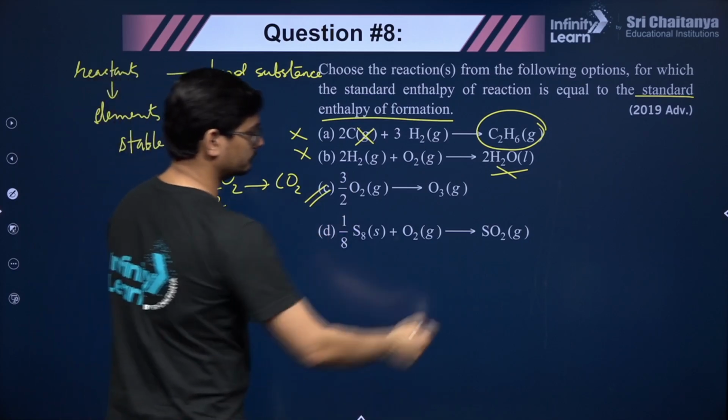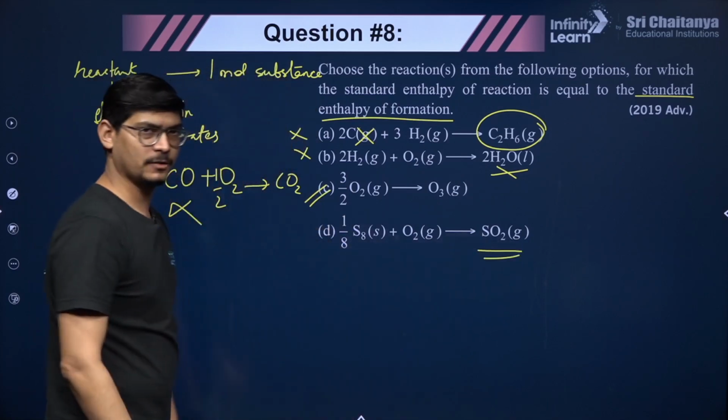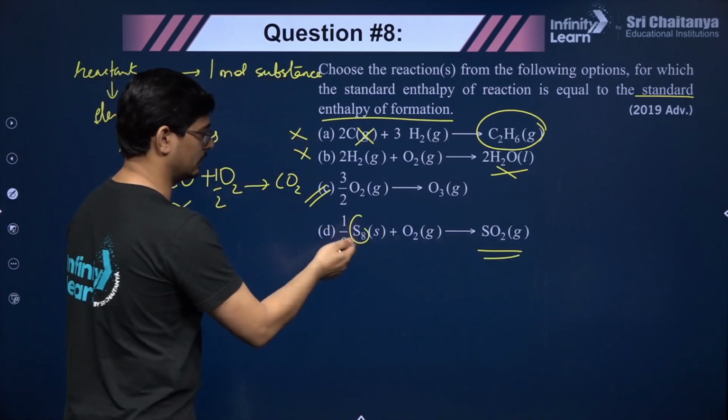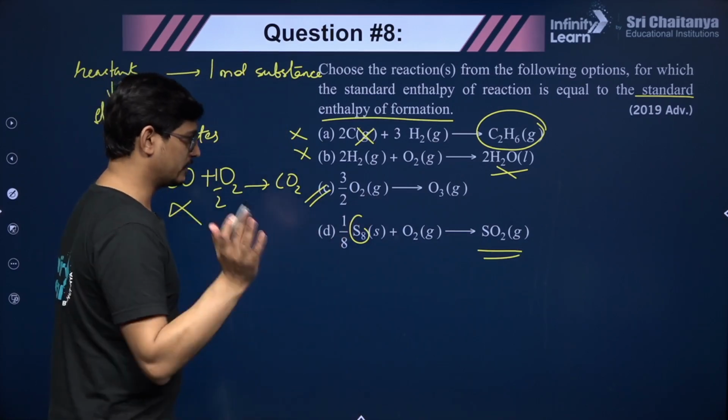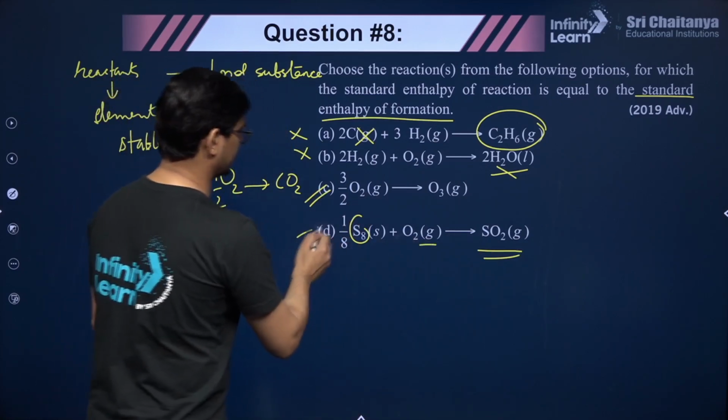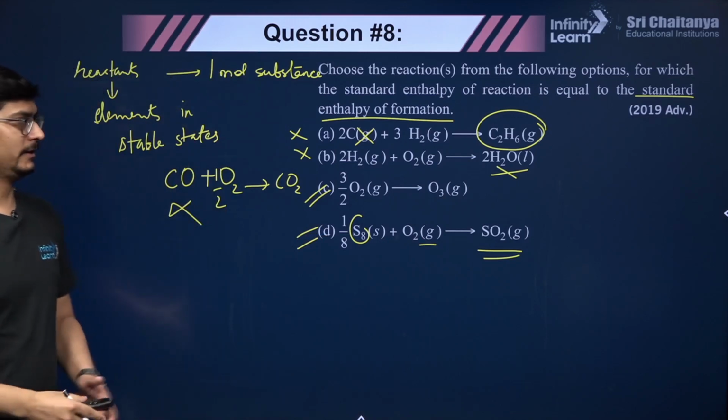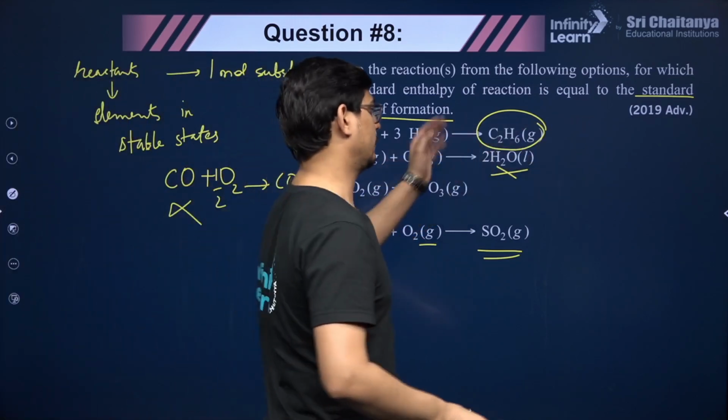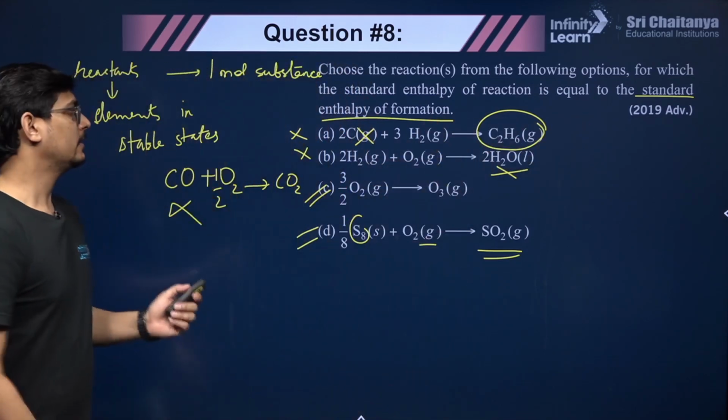And here 1 mole of sulfur dioxide is formed. It is formed from S8. We will assume it is rhombic sulfur, which is the reference state, and oxygen gas. So options C and D, they are the correct answer. This question is from advanced, so there are multiple correct answers here, okay, right?